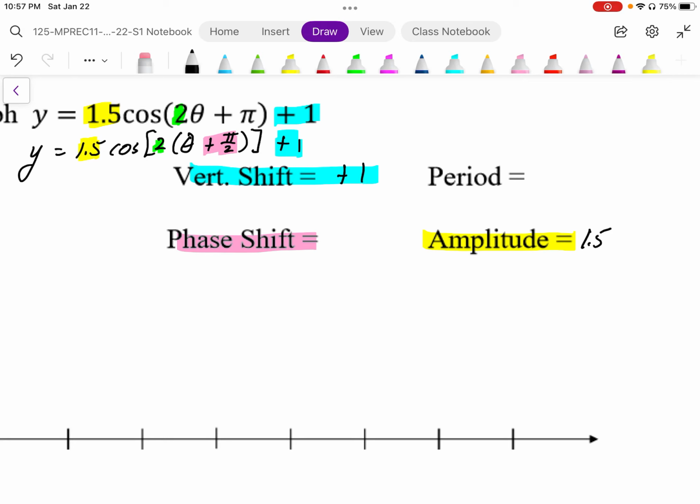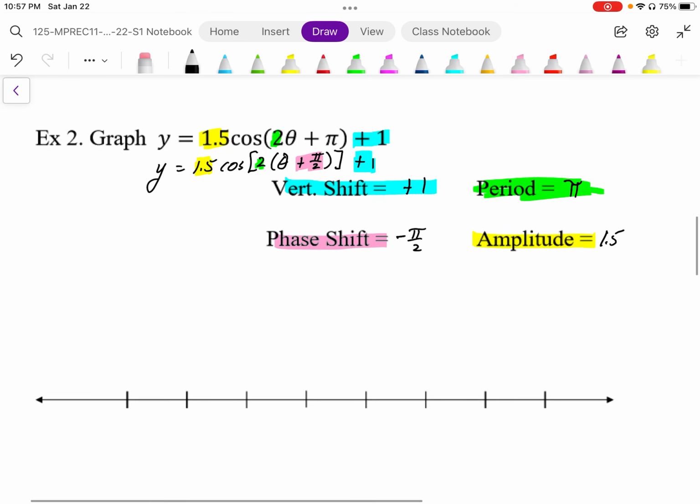My phase shift is going to be left pi over 2. And then the period, based on my horizontal compression, works out to be pi. Okay, 2 pi divided by the horizontal compression of 2. So now I have all the parts.